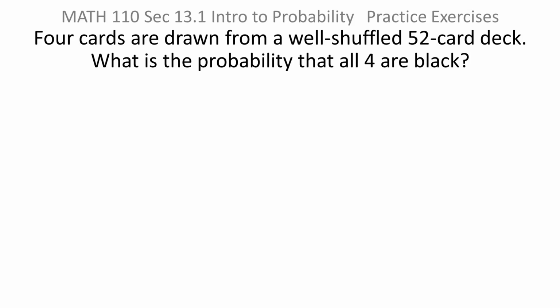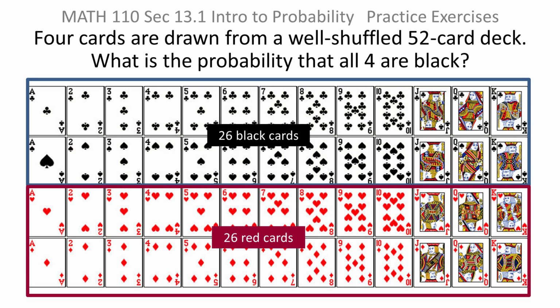4 cards are drawn from a well-shuffled deck of cards. What is the probability that all 4 are black? So we're going to draw 4 cards, and they're talking about black cards, so I'm going to partition the deck into black cards and red cards.